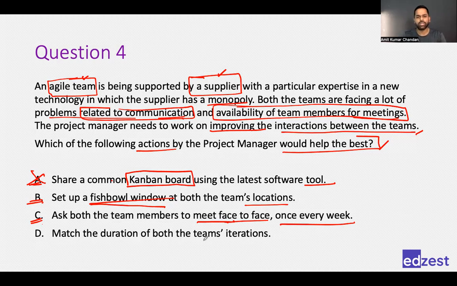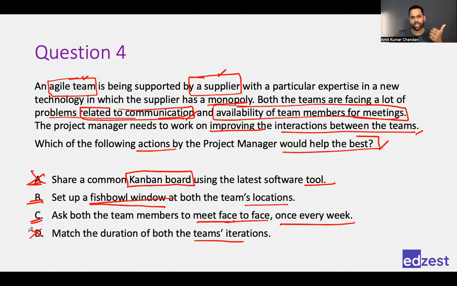Match the duration of both the team's iterations. So the agile team will complete in 2 weeks, and the supplier will also complete in 2 weeks. There's no direct relation on how it will help in communication. It would align their work. They will both be able to complete the iteration at the same point of time, probably if they start together. But it does not help us in communication. So D is also not a good choice. So now we have two choices to make.